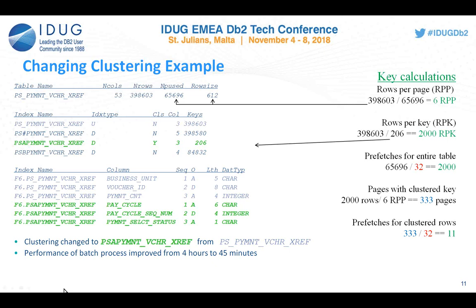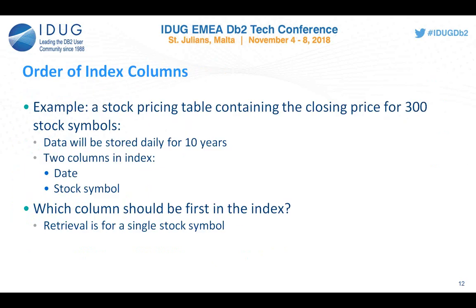By moving the clustering from the default of the primary key to the other index, we improved the performance of this batch process from 4 hours to 45 minutes, and we made our batch window. These are the things that we've got to look at and see whether or not they help. This is a batch process where, if you don't make your batch window, people are sitting on their hands when they come into work in the morning. And that continues to be a problem for people.